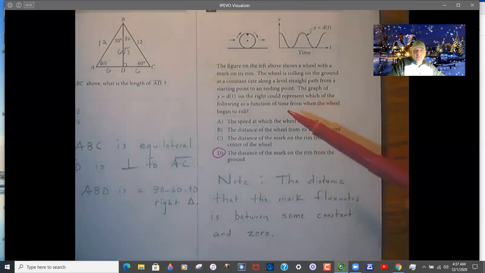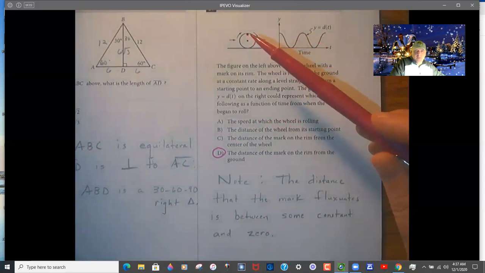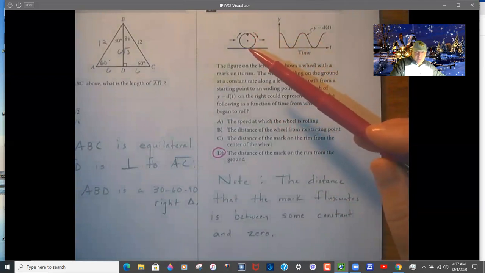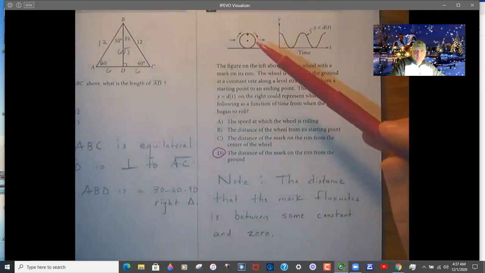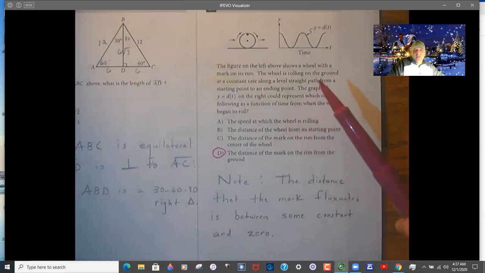Okay, which of the following is a function of time from when the wheel began to roll? So what is this describing as you're focusing on the dot? So here's the height of it. As time goes by, it rolls and then it goes down to 0 and then it comes back up. Then it goes down to 0. So it has to be the distance of the mark on the rim from the ground. The speed at which the wheel is rolling. I don't know if they said it's constant.